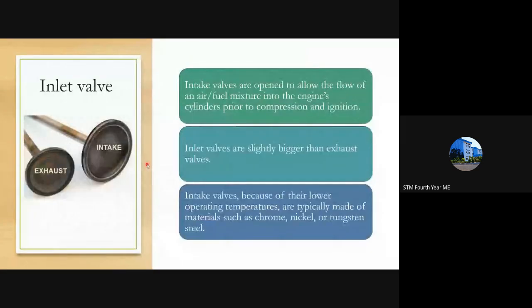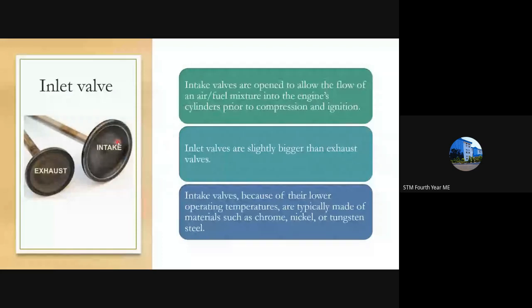The inlet valve functions for allowing the air-fuel mixture into the cylinder prior to the compression and ignition. The piston moves from top to bottom in the first stroke, that is called the suction stroke, and during that stroke, air and fuel from the intake port enter the cylinder through the inlet valve. It can be named as inlet valve or intake valve. Both are the same. So when the inlet valve is opened, the air and fuel mixture enters the cylinder and the piston is moving downwards.